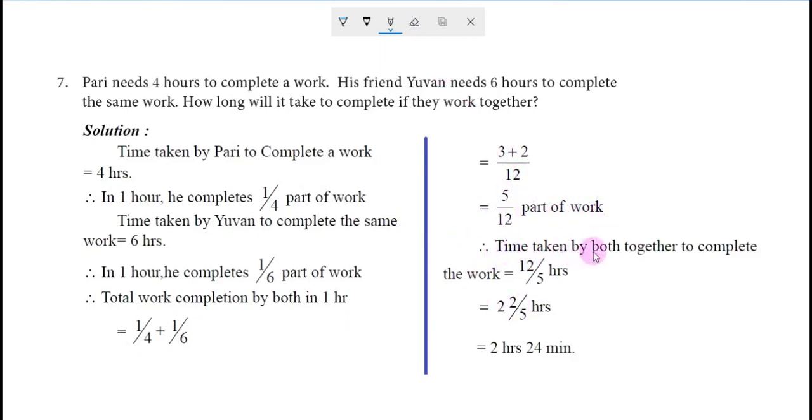Therefore, time taken by both together to complete the work: here 4 hours means we have to take the reverse, right? 1 by 4. 6 hours means this is 1 by 6. The same way 5 by 12 means 12 by 5. Okay, now take 12 by 5. So 2 fives are 10, remaining 2. So 2 and 2 by 5 hours. So 2 and 2 by 5 hours means 2 hours 24 minutes. Understood?